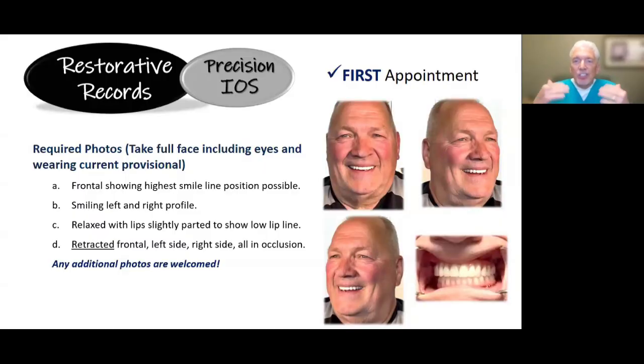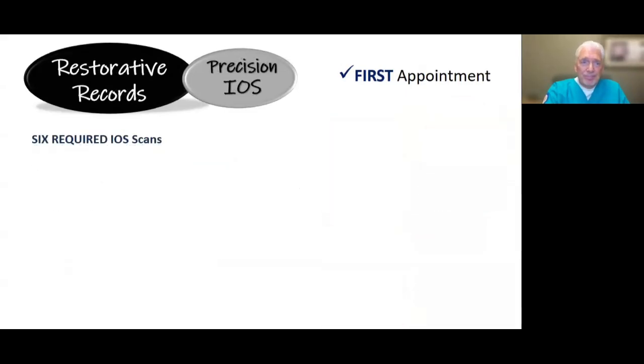We want to see the full smile. We want to see the left to right profile retracted. It's really nice to see those retracted images. It gives the lab more visual reference of how things are lining up, buccal overjet, things like that. We get to see what the patient's used to in all those different areas, and the more photos, the better. So if you have additional photos you'd like to take, please do that. We love to get more photos.